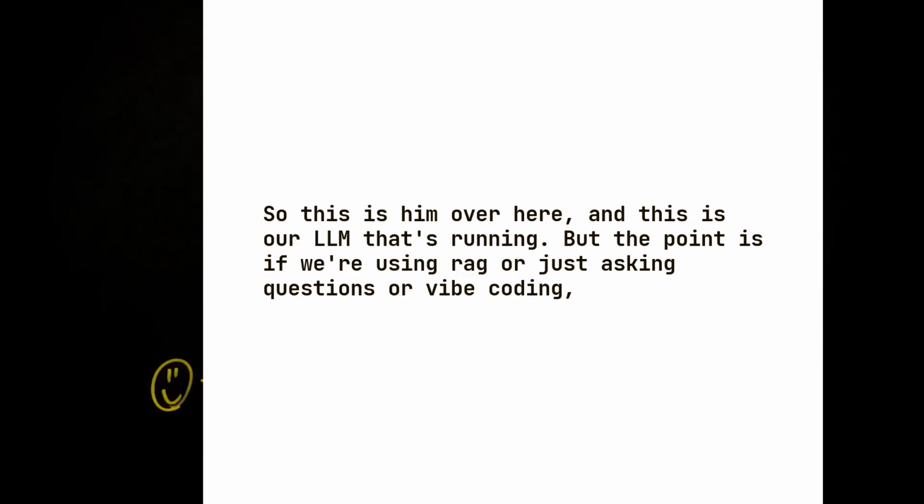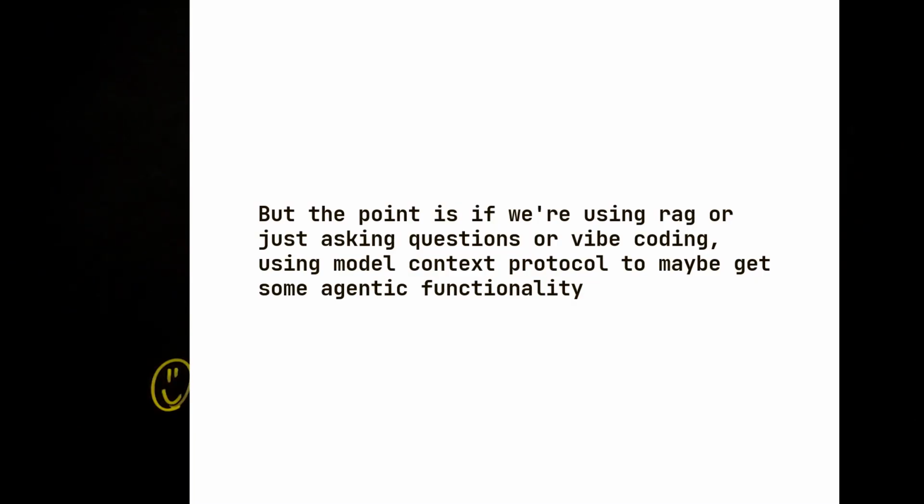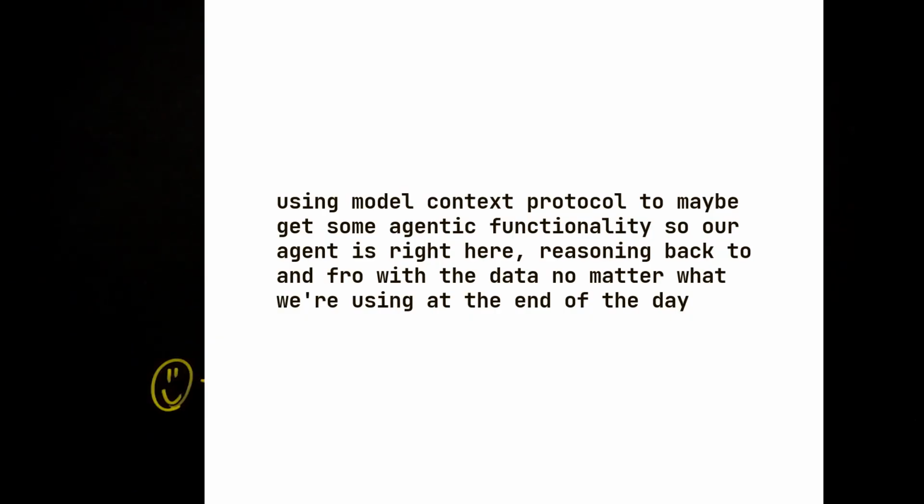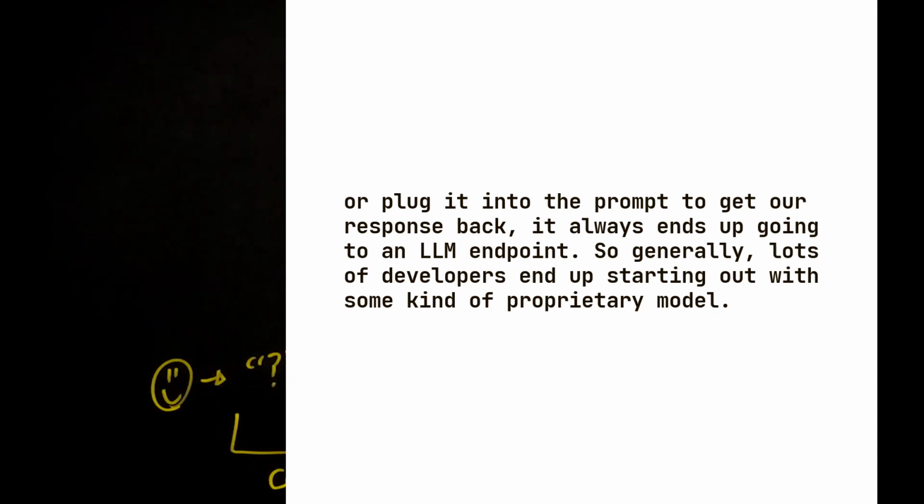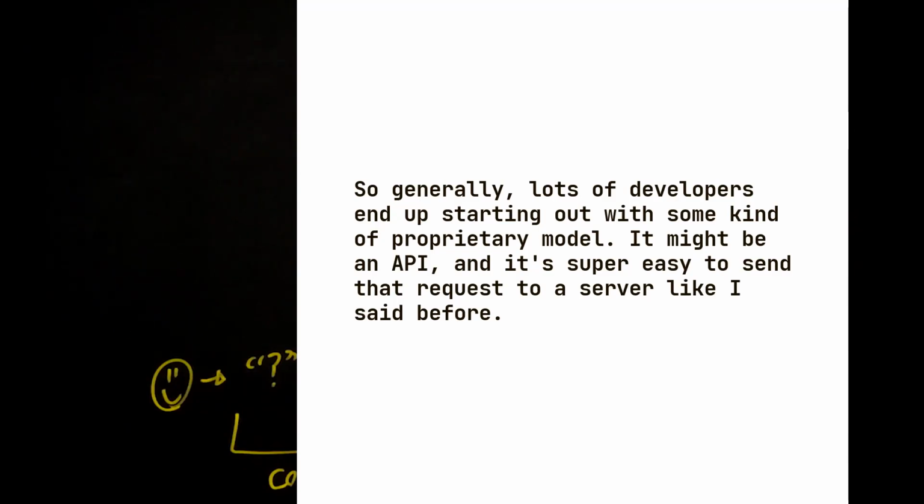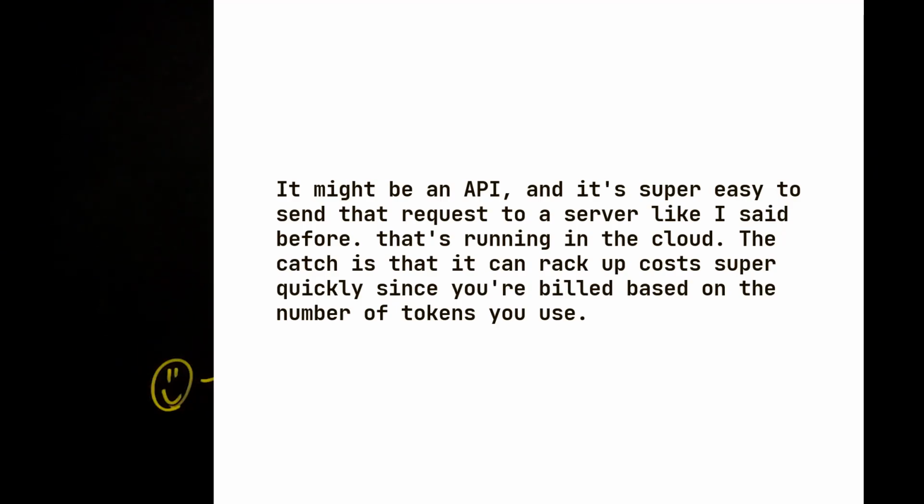But the point is, if we're using RAG or just asking questions or vibe coding, using Model Context Protocol to maybe get some agentic functionality, so our agent is right here, reasoning back and forth with the data, no matter what we're using at the end of the day, or plug it into the prompt to get our response back, it always ends up going to an LLM endpoint. So generally, lots of developers end up starting out with some kind of proprietary model. It might be an API, and it's super easy to send that request to a server, like I said before, that's running in the cloud.